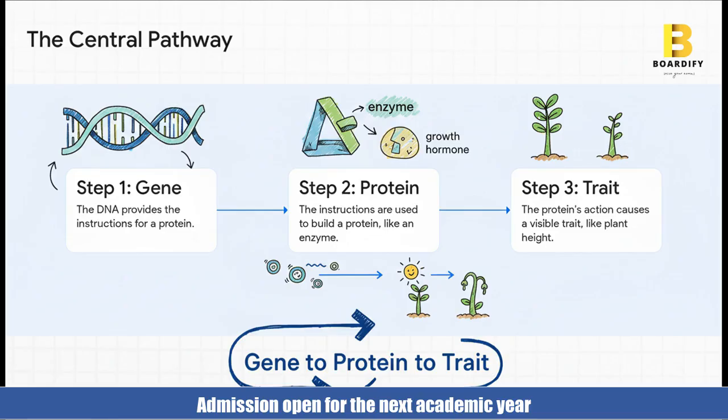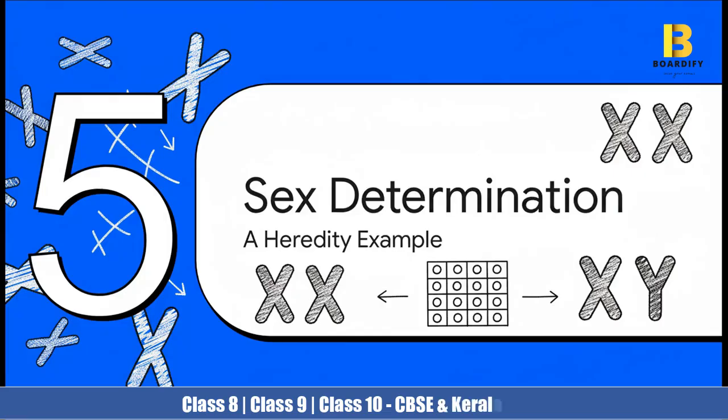Let's go back to the pea plants. The tall gene makes an efficient enzyme that produces lots of growth hormone, so the plant grows tall. The short gene has a slight change, so it makes a less efficient enzyme, less hormone is produced, and the plant is short. See? Gene to protein to trait. That's the central idea.